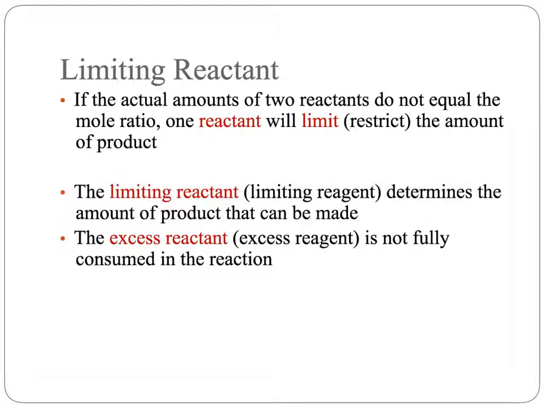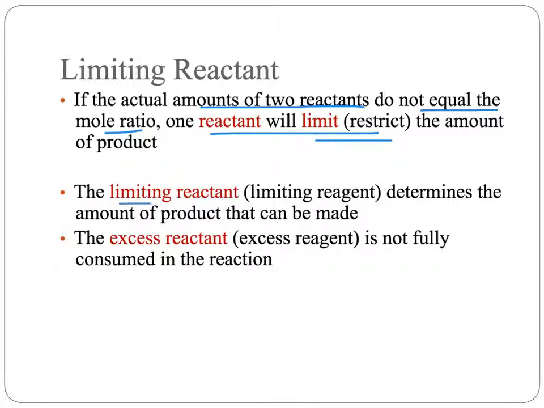The idea of a limiting reactant comes into play if the actual amount of the two reactants involved in a chemical reaction are not equal to the mole ratio. In that case, one of those reactants is going to limit or restrict the amount of product that can be formed because the ratio is not the same as the ideal ratio found in the balanced equation.